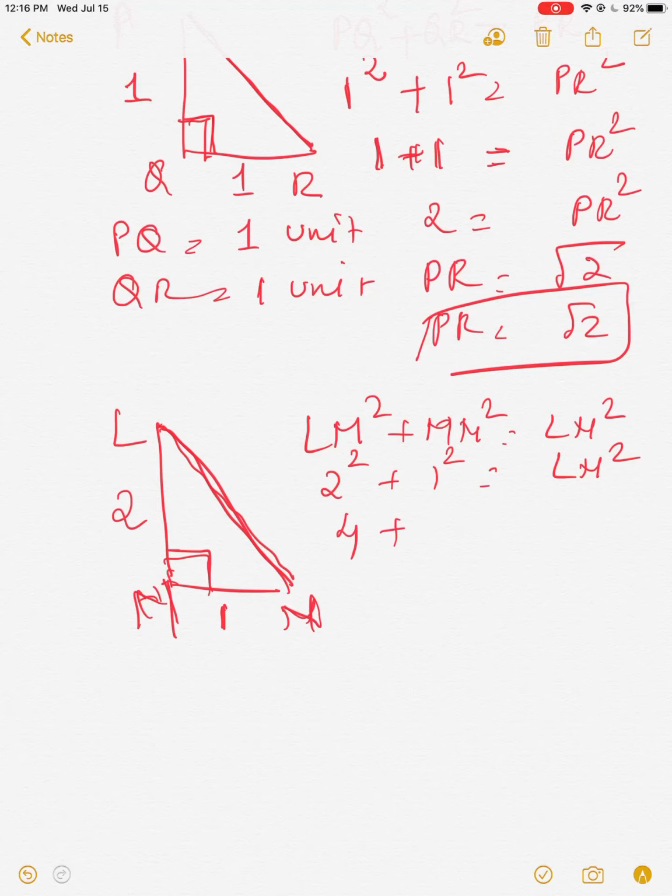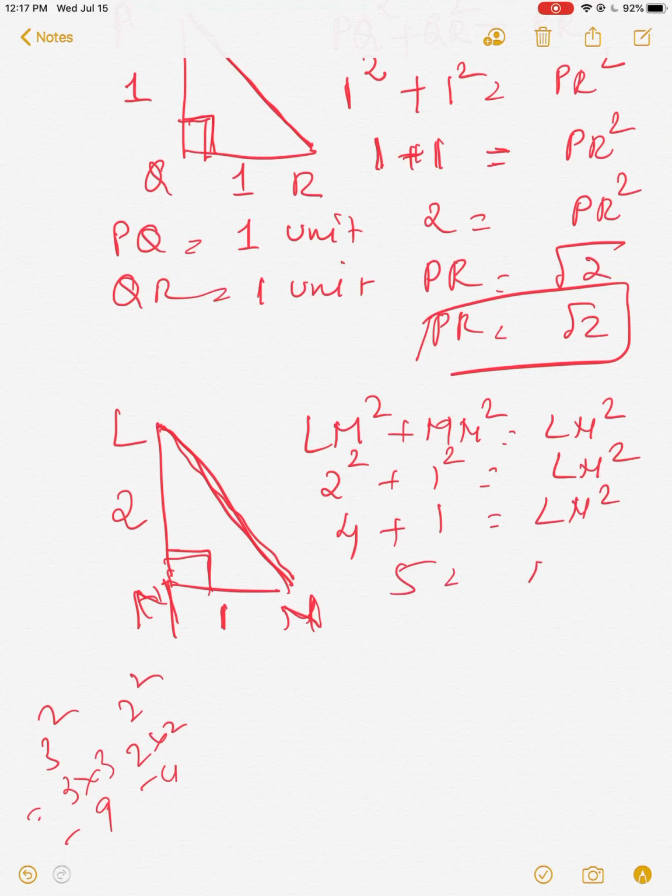2 square means 2 into 2, which is 4. 3 square means 3 into 3, 9. In the same way 2 square means 2 into 2, 4. So 4 plus 1, 5 is equal to LN square. LN is equal to root 5. So these are a few examples. If you understand this, I will proceed with the third problem.